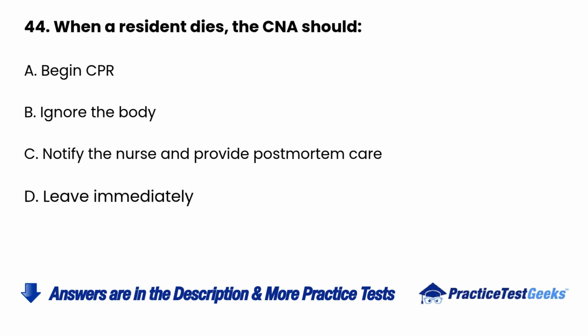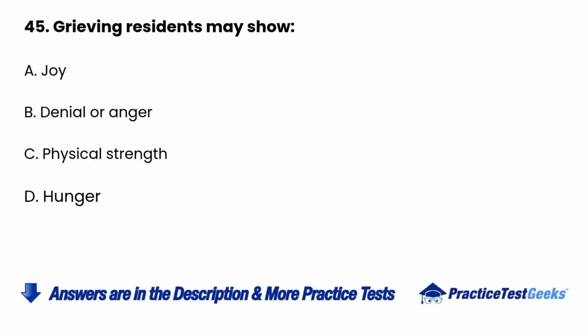44. When a resident dies, the CNA should A. Begin CPR. B. Ignore the body. C. Notify the nurse and provide postmortem care. D. Leave immediately. 45. Grieving residents may show A. Joy. B. Denial or anger. C. Physical strength. D. Hunger.